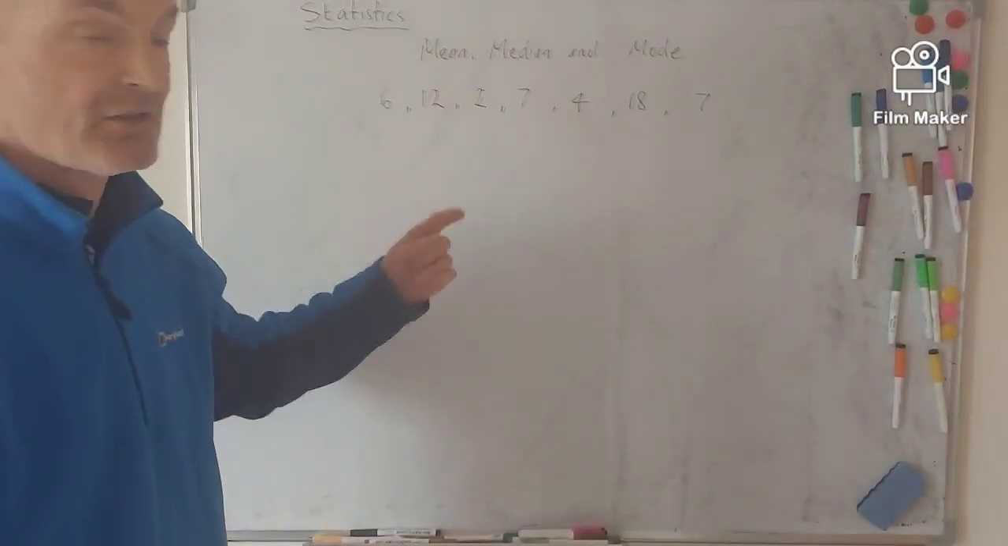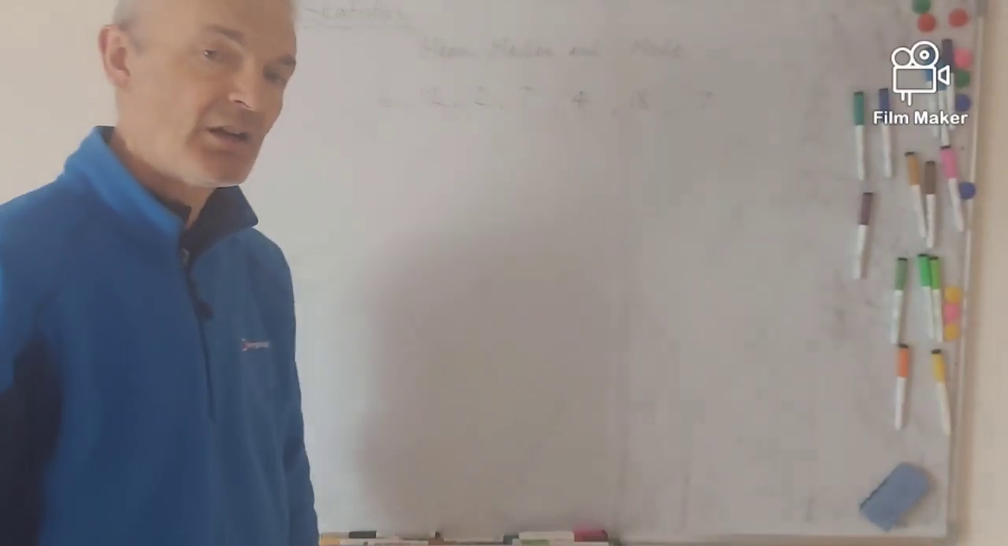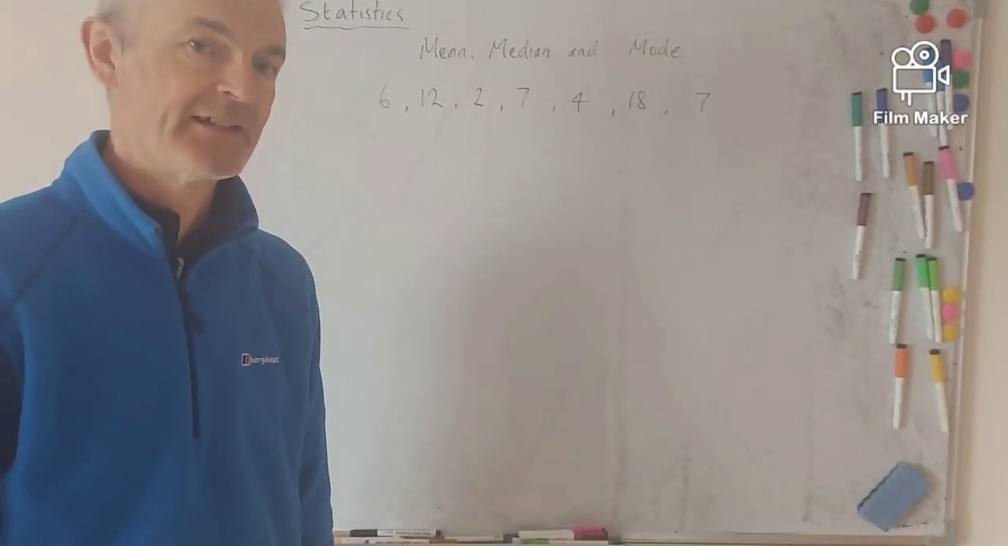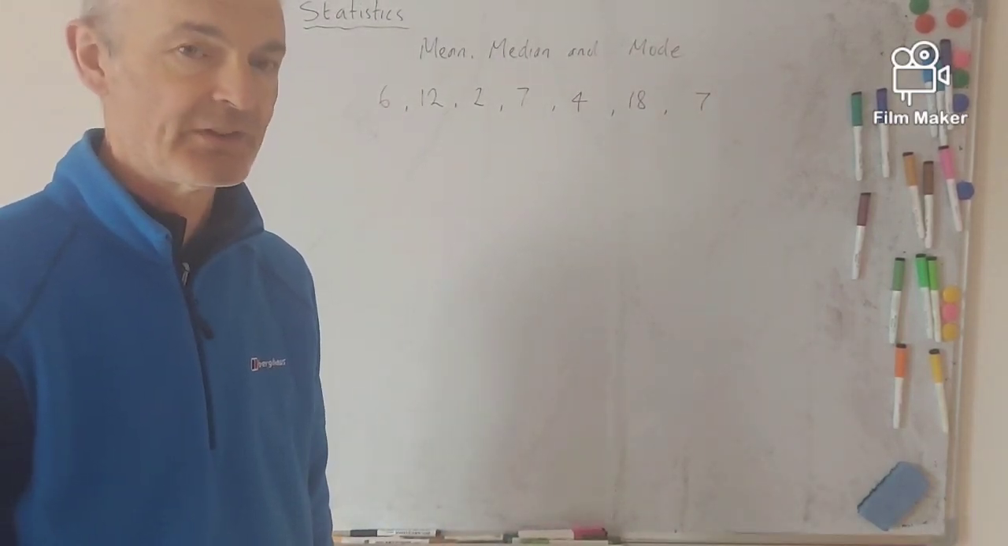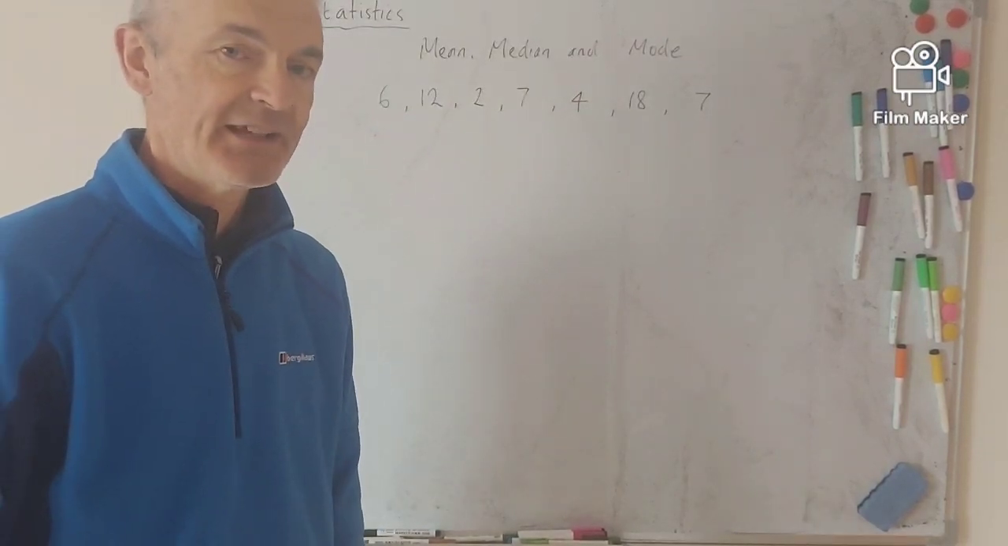So this session is going to be on mean, median and mode. Okay, so mean, median, mode are all measures of central tendency. You could call them averages. They're all averages of a sort. So they're looking at what's happening around the centre of the data.